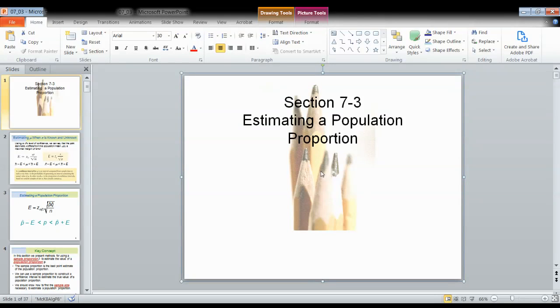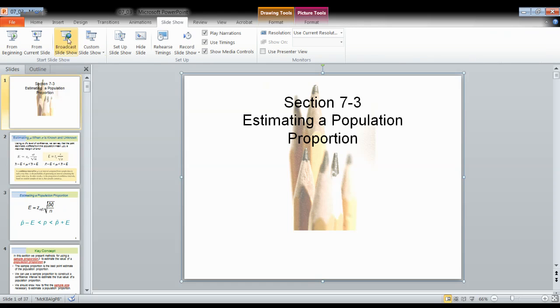All right, section 7.3, estimating a population proportion. Let me start the slideshow.